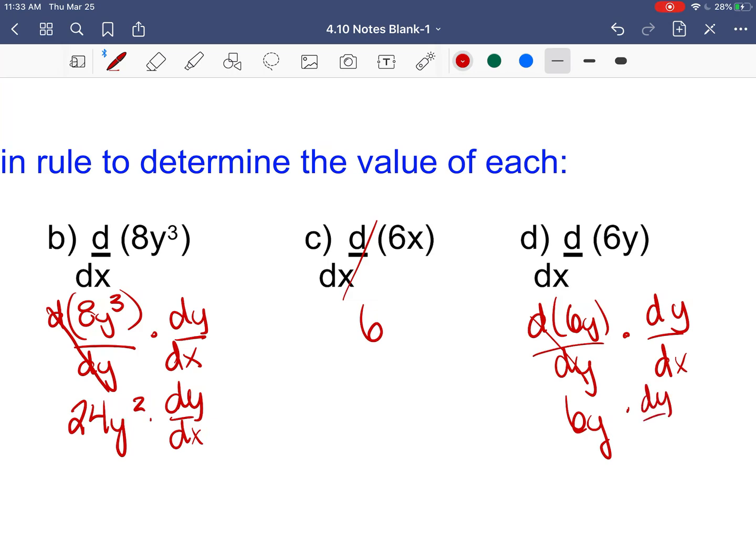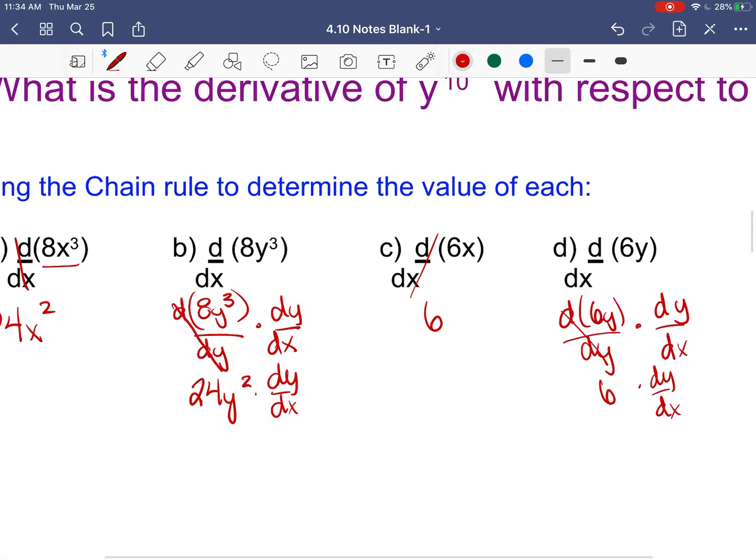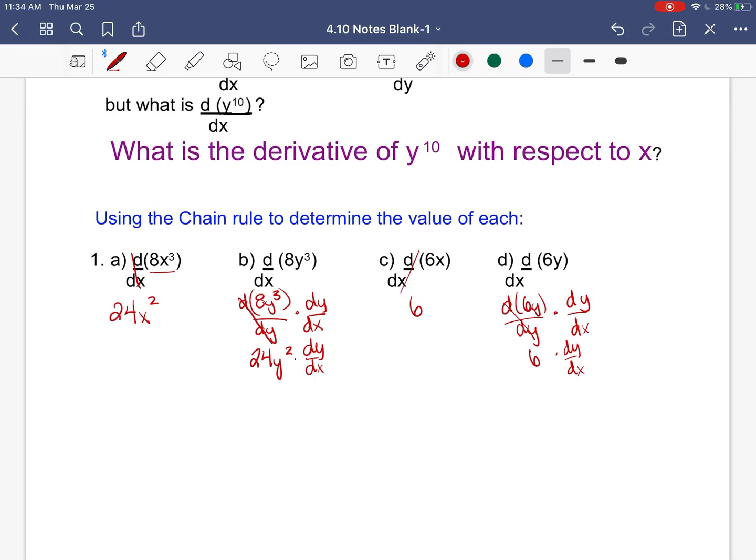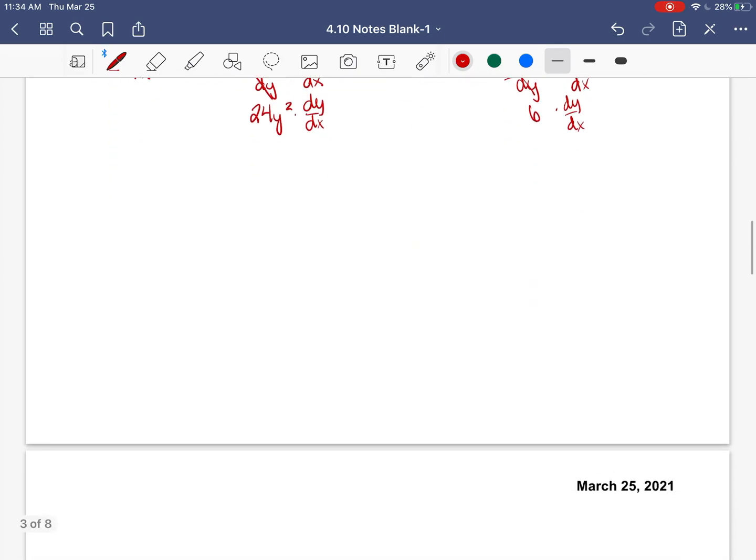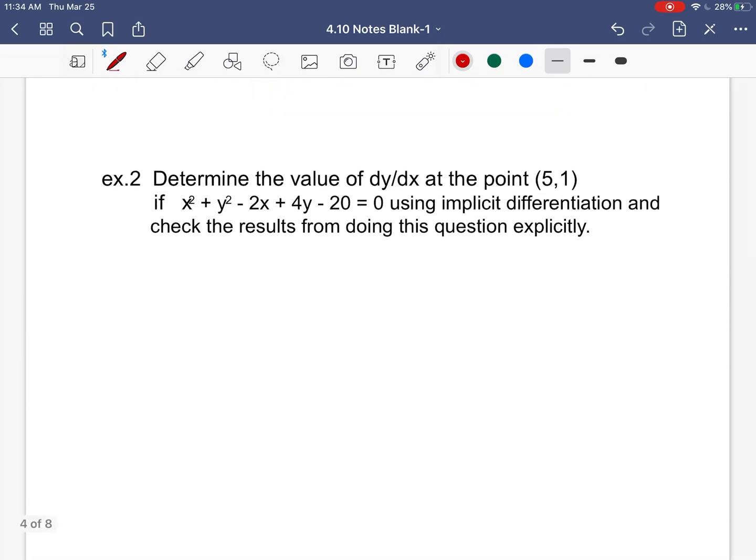That cancels out dy times, or 6y times, not 6y. The derivative of 6y with respect to y is 6 times dy dx. This is a bit of the why behind it. I'm just showing you what the why is. We're not necessarily going to talk about using the chain rule.